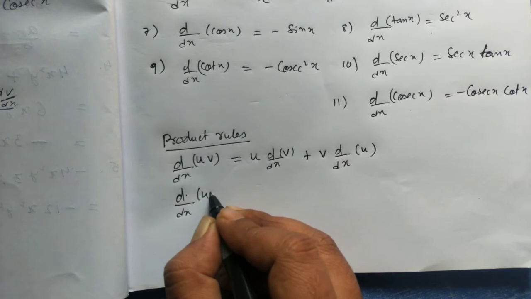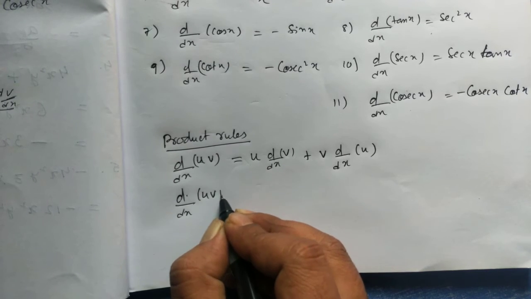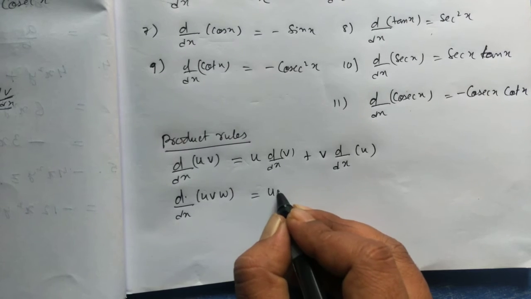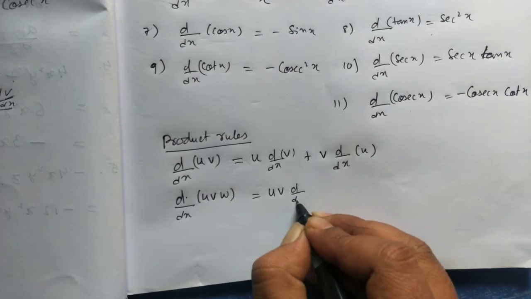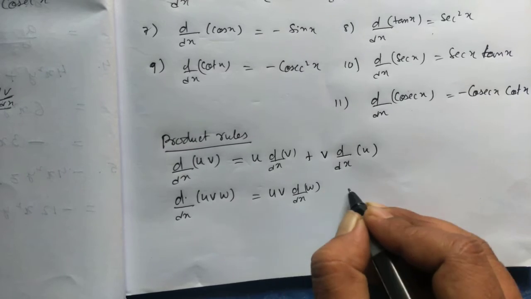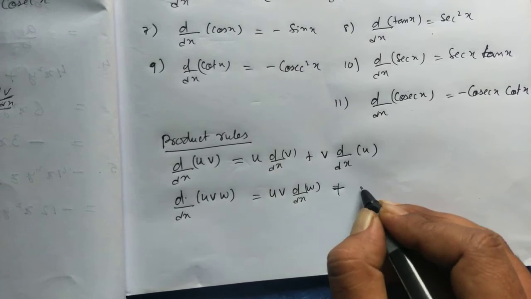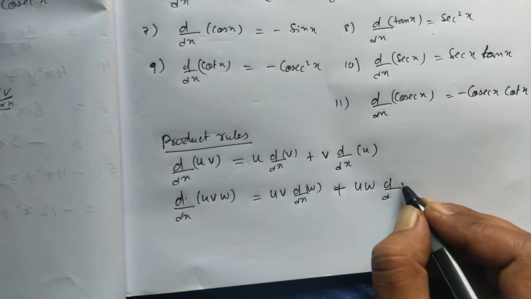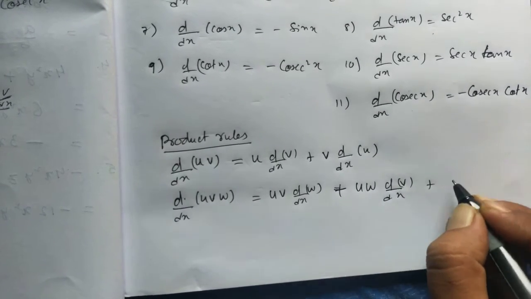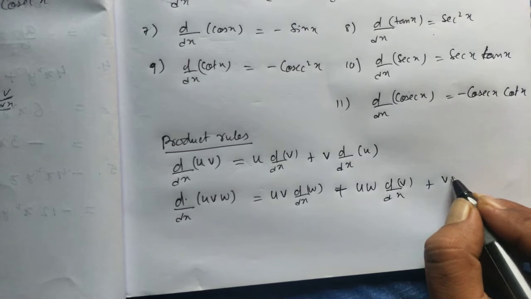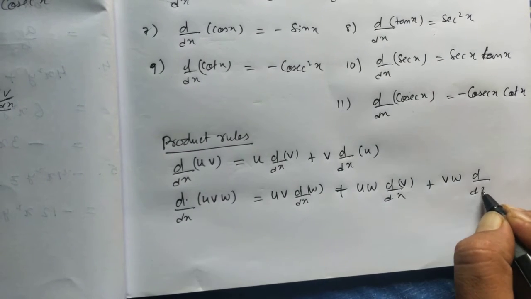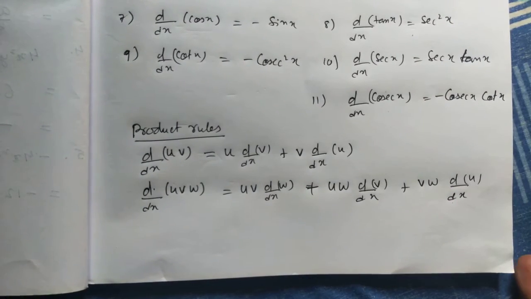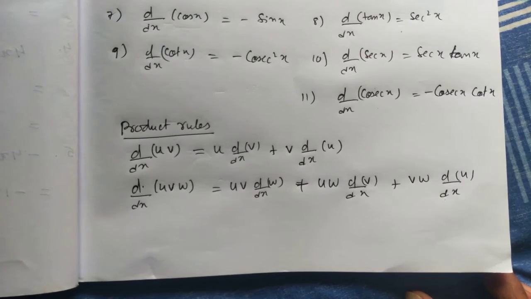The product rule goes for three different functions also, u, v, w, suppose. When there are three functions, first we keep two functions constant, u, v constant, and then we derive w. Then we keep u, w constant and derive v. Then v, w constant, and we derive u. So this is the product rule. You can note it down.